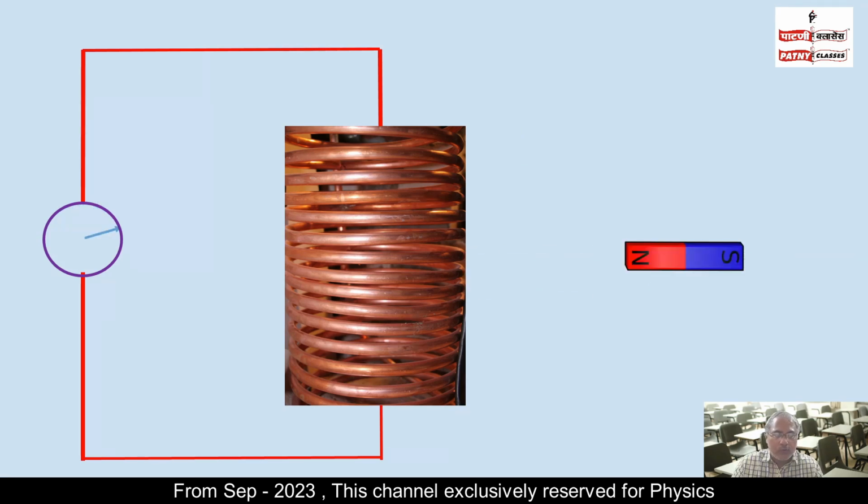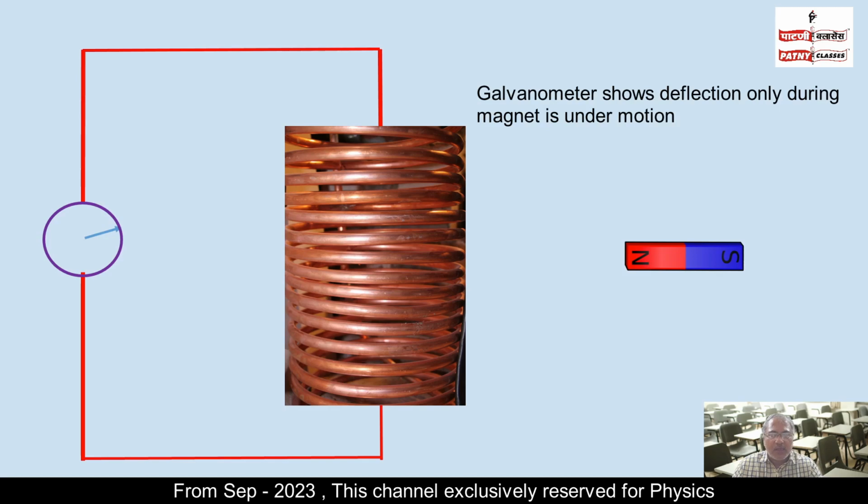Now suppose we keep the magnet at rest anywhere near the coil, either close to the coil, away from the coil, or inside the coil. If the magnet is kept at rest, that means the magnet is not allowed to move, then no deflection is observed in the galvanometer. That means the deflections are observed only when the magnet is moving. As long as the magnet is in motion, the deflections are seen in the galvanometer.